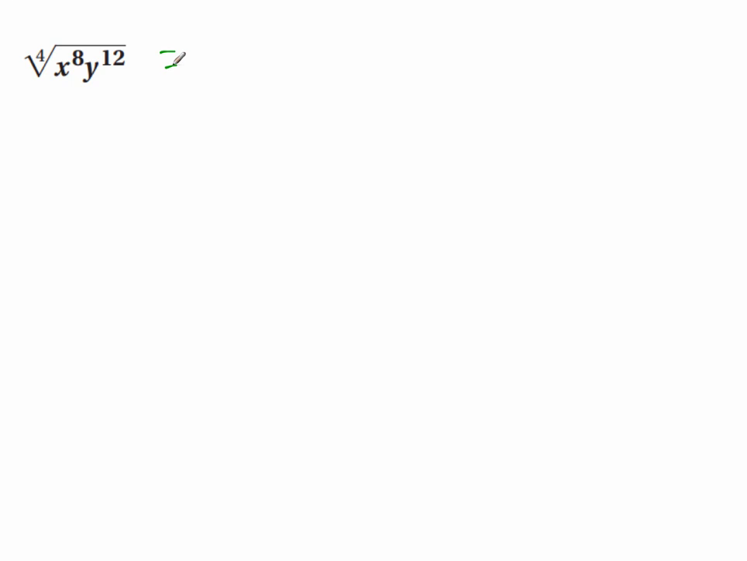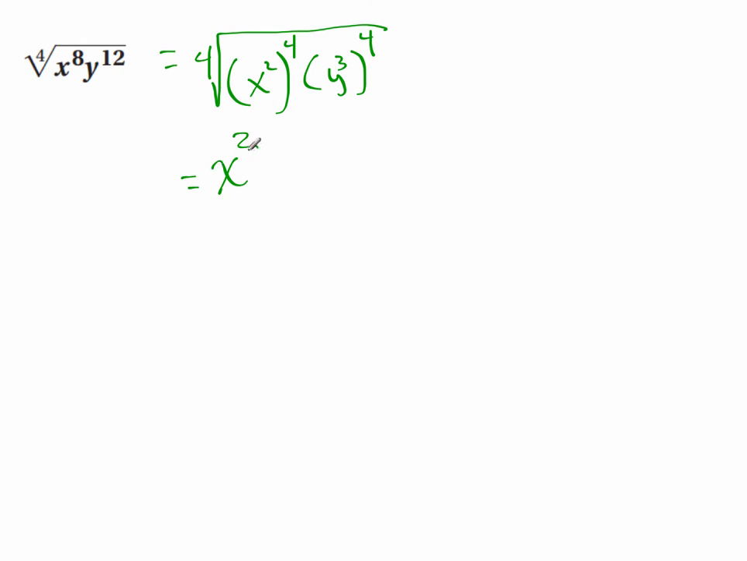Now, what about when I have something like this? This is the fourth root of, now I'm going to write x to the 8th as x squared to the 4th, and y to the 12th as y cubed to the 4th. So when I take the fourth root of x squared to the 4th, I'm just going to be left with x squared. I don't have to worry about absolute values because x squared is always positive. But let's look at this y cubed to the 4th. What am I left with? I'm left with y cubed. Now, I'm going to want absolute values on here because y cubed could be negative, and I want the positive root.